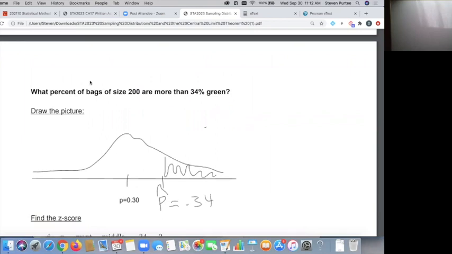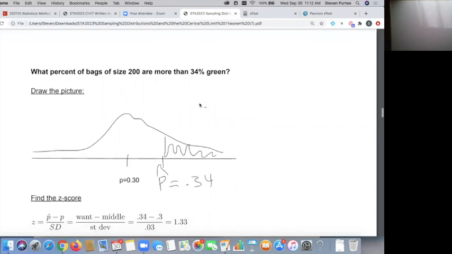Okay, now we can answer questions about bags of M&Ms. I want to know what fraction of all possible bags would have more than 34% green. So now we're in a chapter 5 problem. This is a test 1 question now. It's just a normal distribution problem. I know the mean, I know the standard deviation. I follow my same 3 steps that I've always done. Draw the picture, find the z-scores, normal CDF.